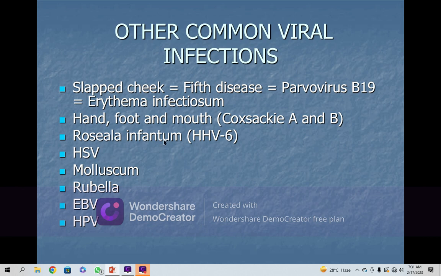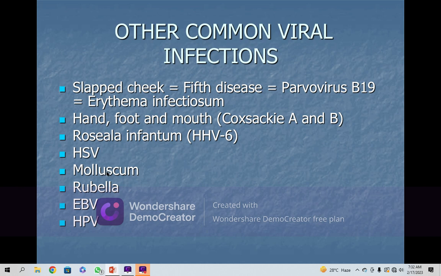Roseola and phantom, this is the differential diagnosis of a rash around the cheeks. It is caused by human herpes virus 6 infection. And the herpes simplex virus, a very common virus around the mouth, inside the mouth, around the nose, you know, shiny crusted lesions are seen, a painful condition. Molluscum contagiosum, on the face and around the eyes, it can invade the peripheral part of the eye also.